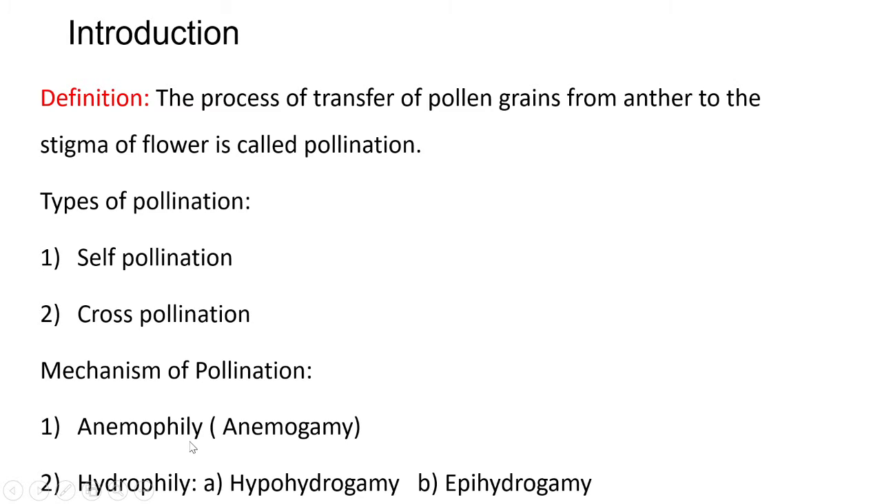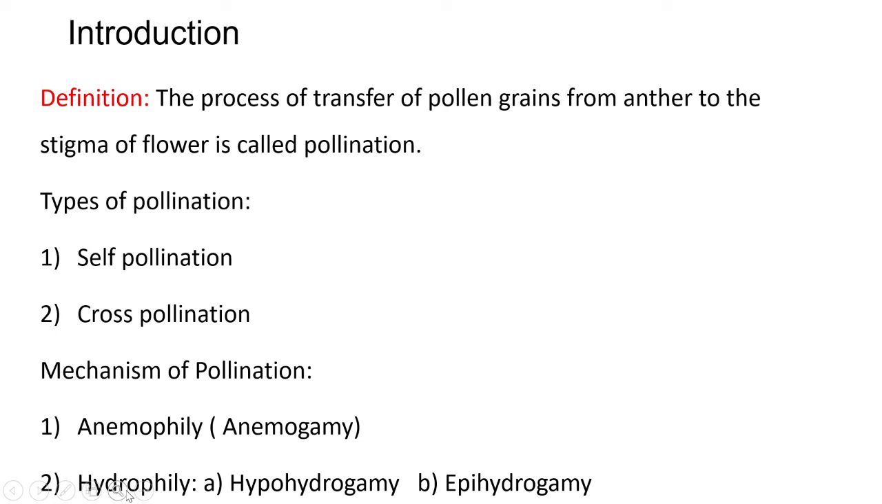The anemophilous plants have long stamens and pistils. They produce enormous amount of small, light and non-sticky pollen grains, and the stigma is usually large and feathery, which helps to capture the pollen grains. Simply we can say that the pollination which is caused by the wind is called anemophily.